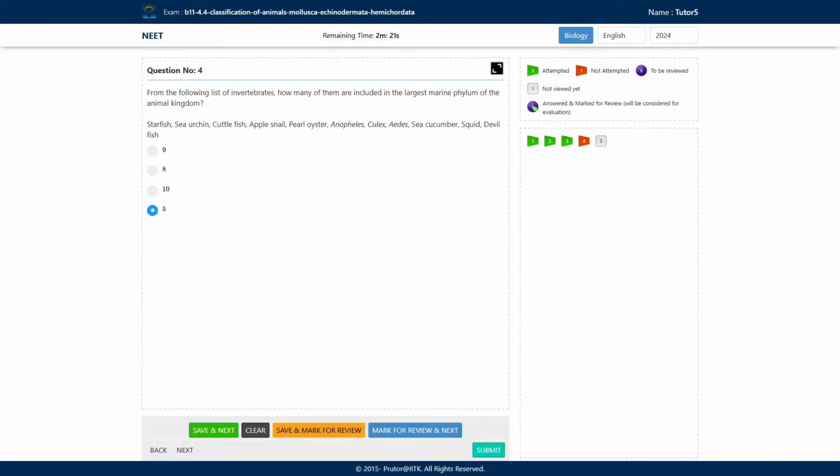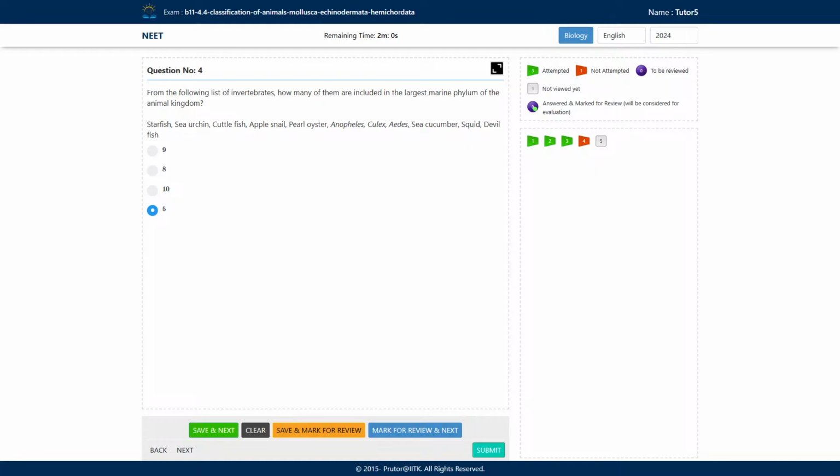So cuttlefish, apple snail, pearl oyster, squid, and devilfish. These all belong to the phylum Mollusca. So they are 5. So answer number is 5. Then starfish, sea urchin, sea cucumber. These all belong to Echinodermata.